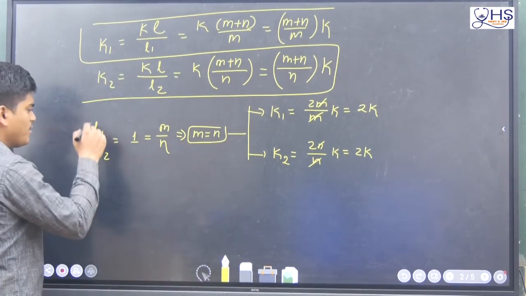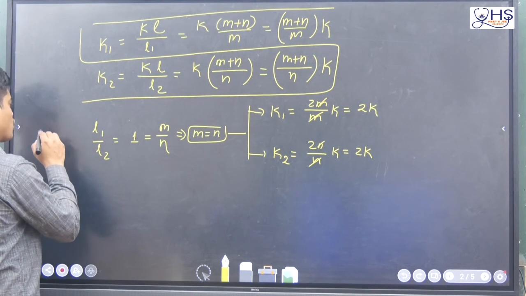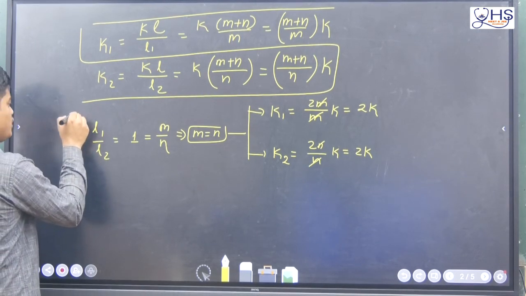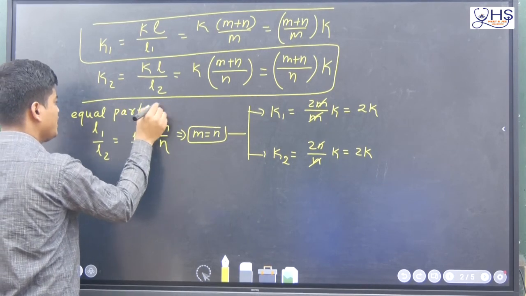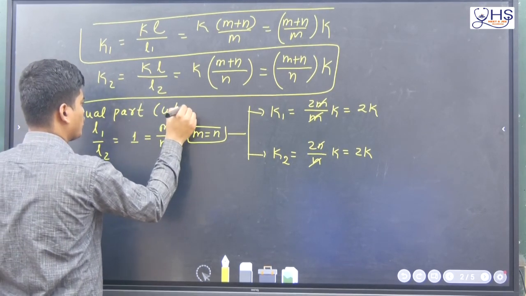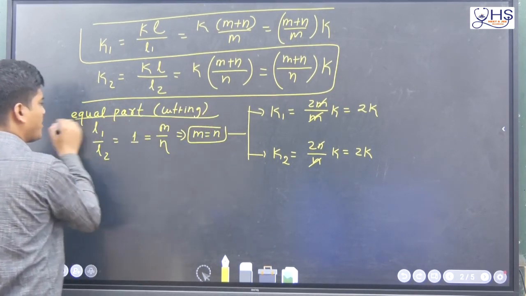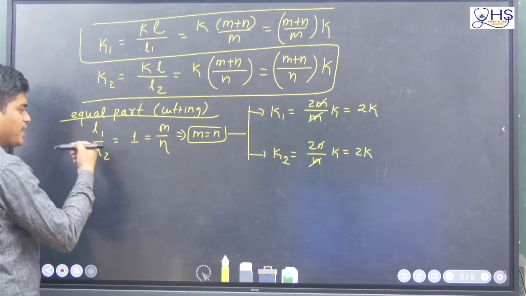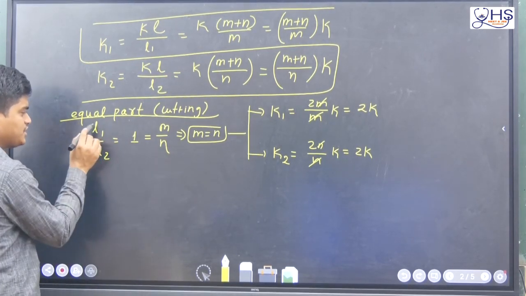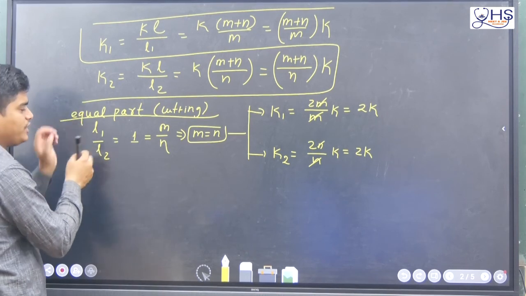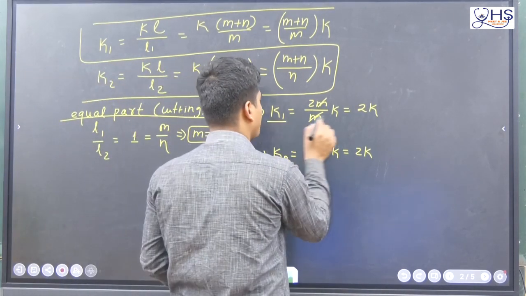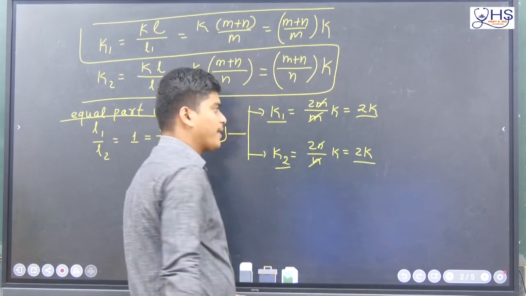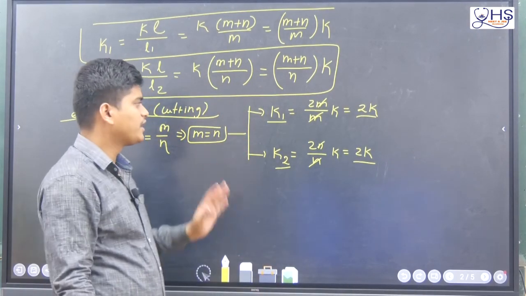So L1 by L2 equal means the cutting is half. Okay. So, equal part cutting. You are cutting one spring into equal parts, then what will happen? L1 by L2 is nothing but 1, because these will be equal parts, the lengths will be equal. So M by N you are getting this much, and K1 is 2K and K2 is 2K. Okay. So here another thing also you can understand.